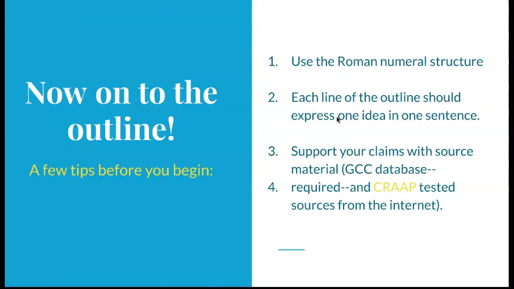So let's talk about that outline. Here are a few tips for you. You're going to use the Roman numeral structure, which I'll show you in just a moment. Each line of the outline should express one idea in one sentence. Sometimes I'll see an outline where there's a Roman numeral and then a full paragraph of 5 sentences. That's not the goal of an outline. The goal of an outline is to see the skeleton of the idea. It's just to see the bones. We want to separate it out. We don't want to see everything in one big blob.